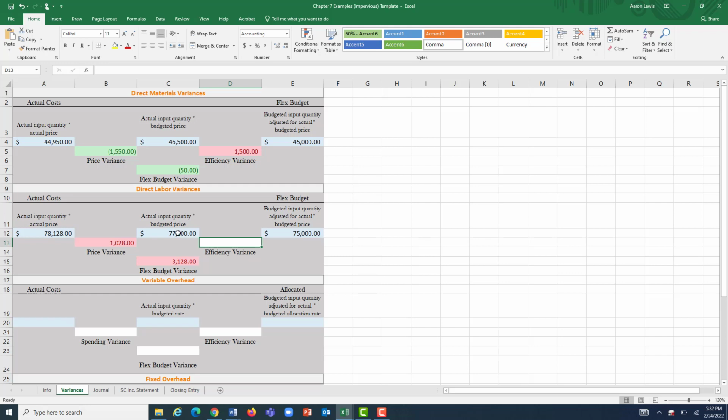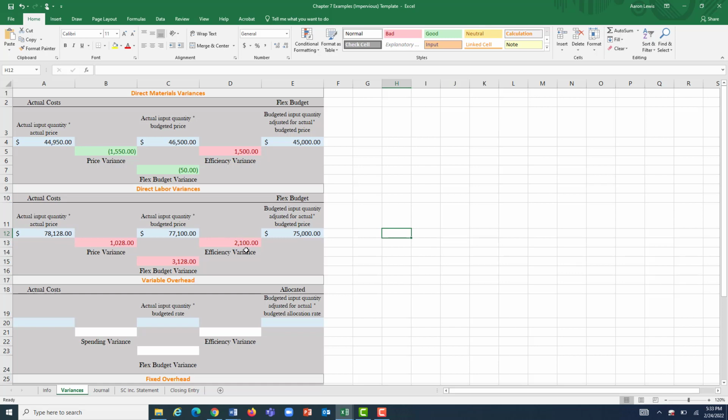Therefore, that difference between these two numbers is purely attributable to the difference between how many hours we should have taken to make our actual production, our budgeted input quantity adjusted for actual, if you will, and the actual amount of hours our laborers worked. So I'm going to take the no-name column, subtract out our flex budget amount, and I come up with $2,100. We actually spent $2,100 more on labor costs than we should have according to our flex budget because our workers were indeed inefficient, and that's very unfavorable for our company.